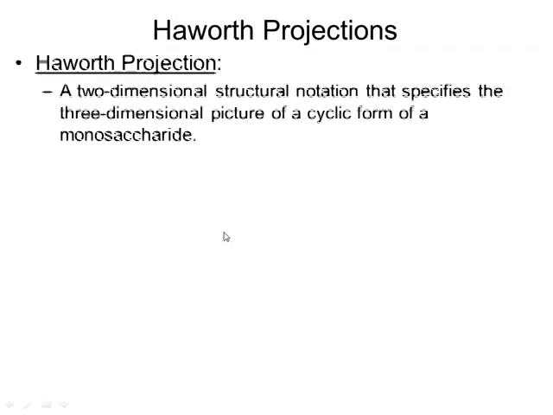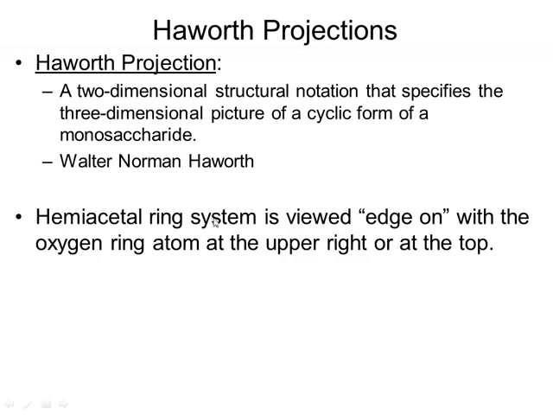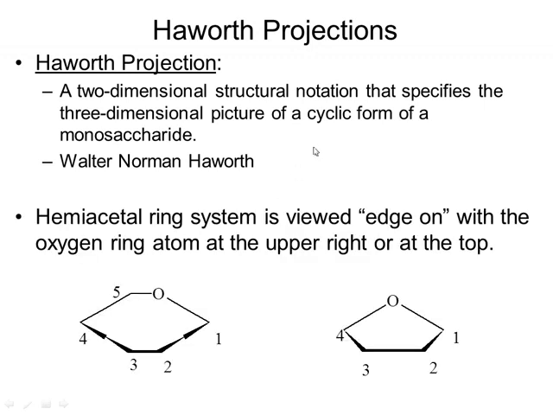Okay, I'm talking about Haworth projections now. A Haworth projection is a two-dimensional structural notation showing the three-dimensional picture of a cyclic form of a monosaccharide. It's named after a guy named Walter Haworth. What we do is we view the hemiacetal ring system edge on.